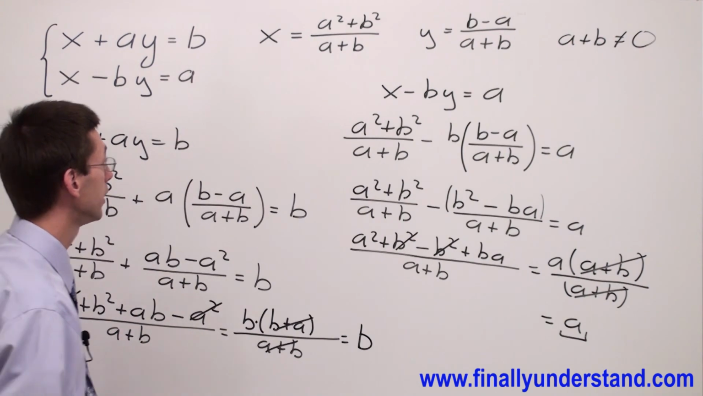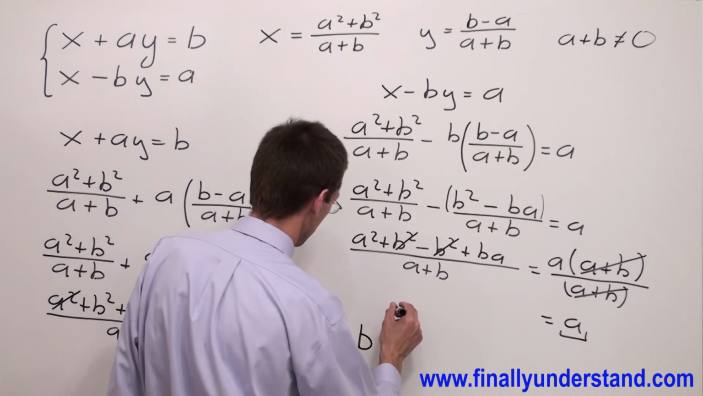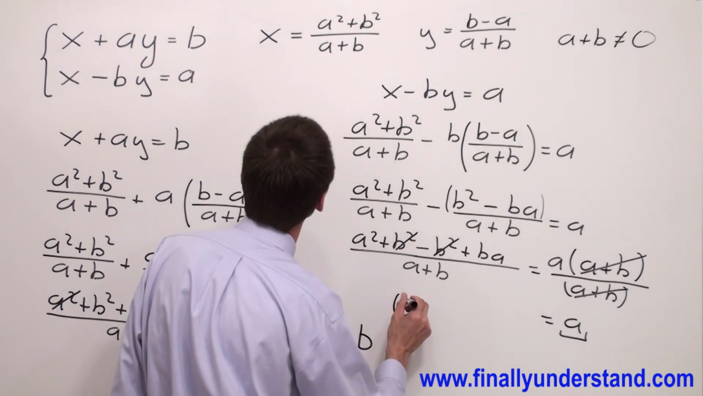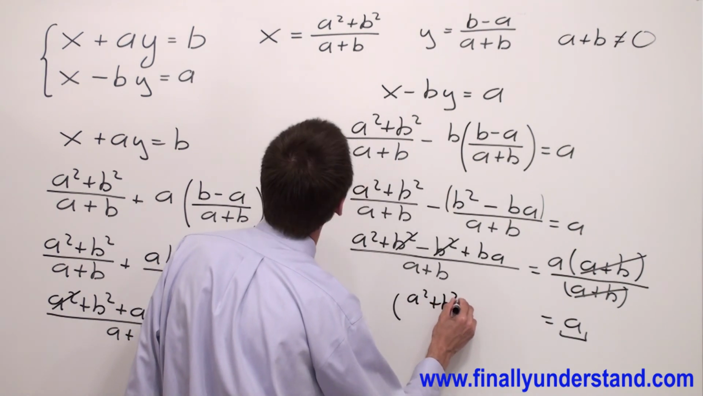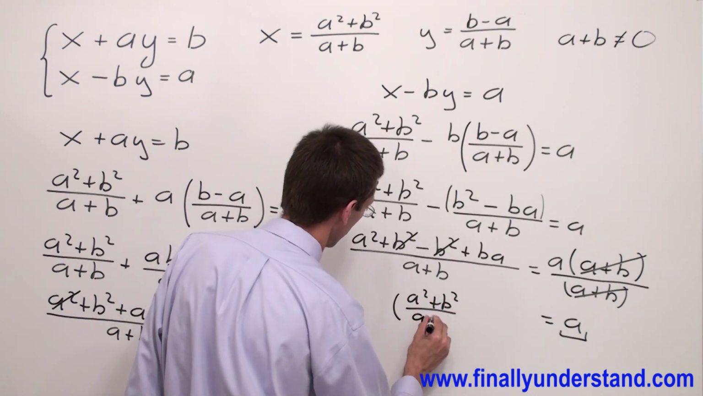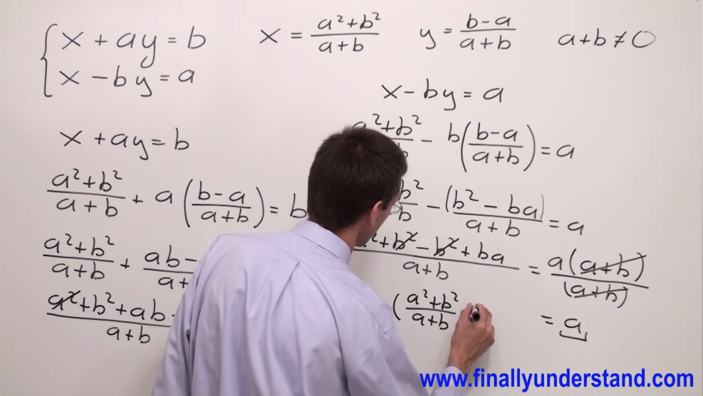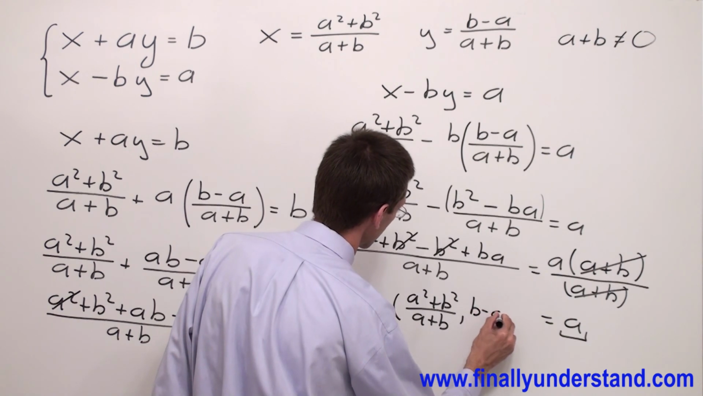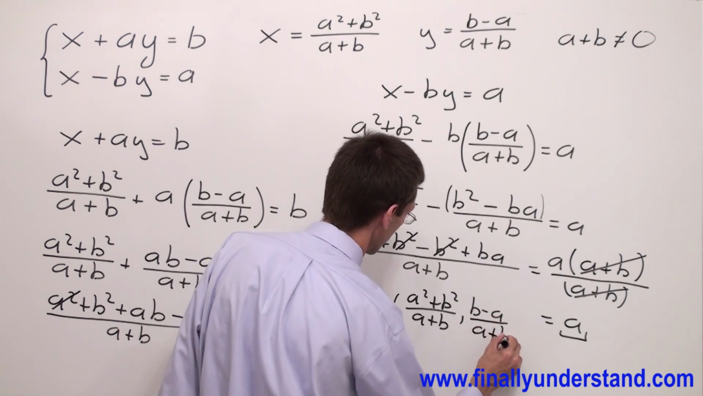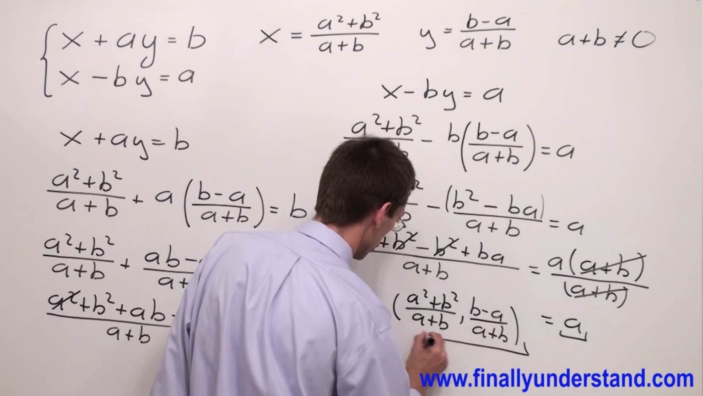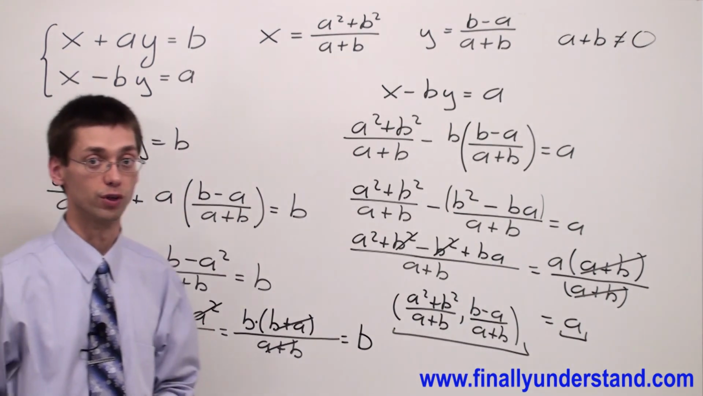So we can say that the ordered pair of x equals a squared plus b squared over a plus b, and y equals b minus a over a plus b is the solution to this system of two linear equations.